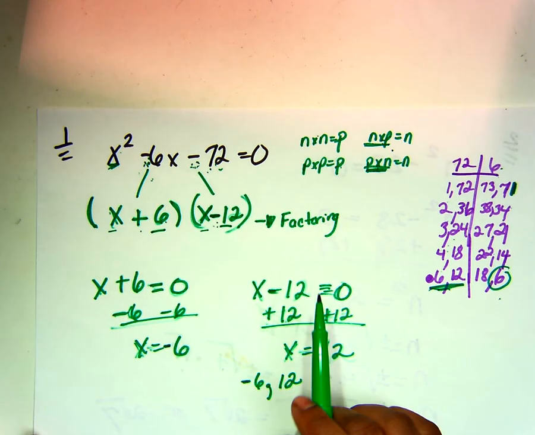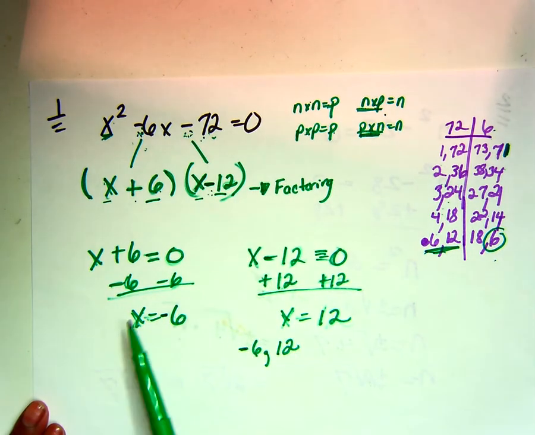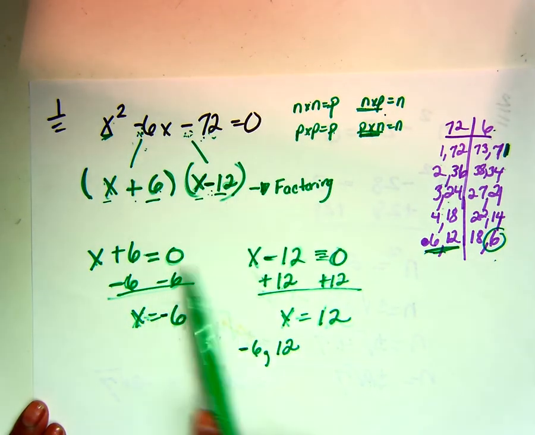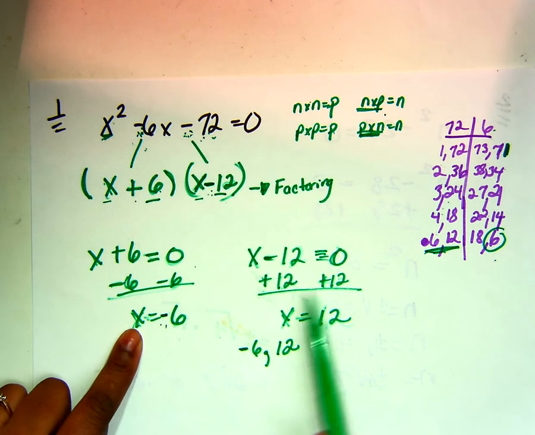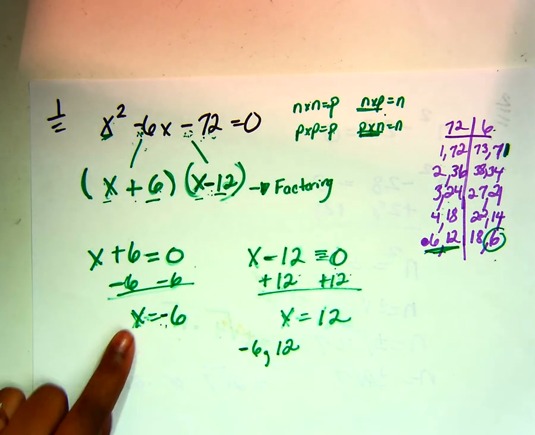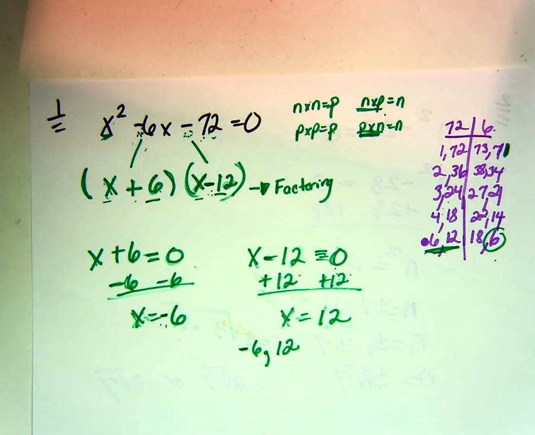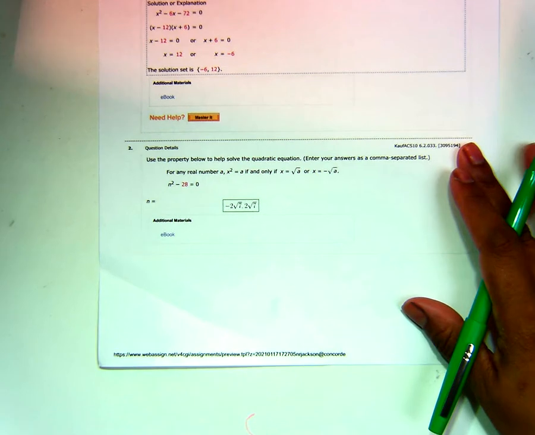Now we're going to factor. Well, that's what we just did. Now we're going to let each binomial equal 0. So subtract 6 from both sides for this one, you got negative 6. Add 12 to both sides for this one, you got positive 12. So your solution set, or your answer, is going to be 6 and negative 12. So again, it's a lot of back and forth, so my apologies. I'm going to zoom in again.